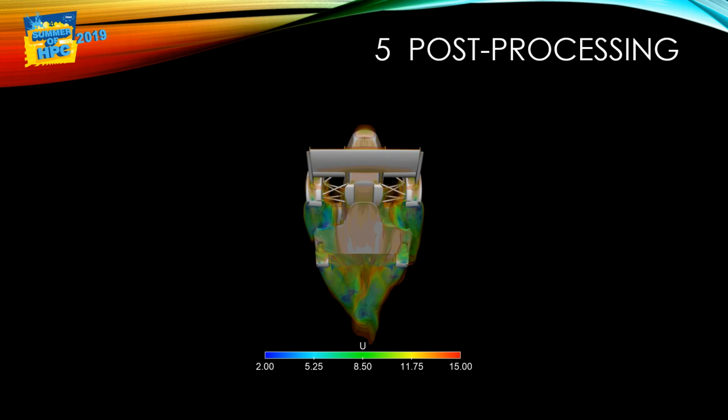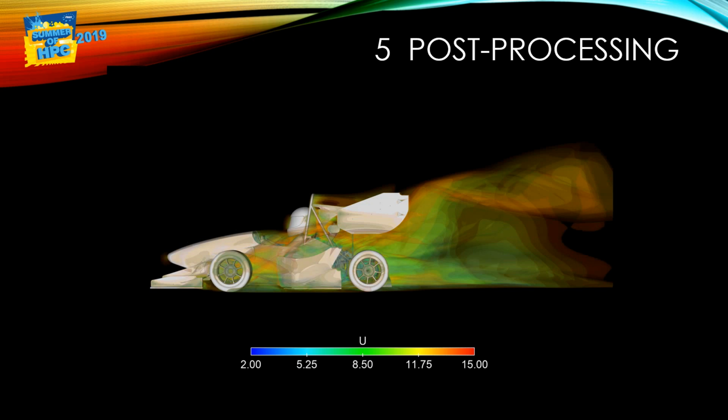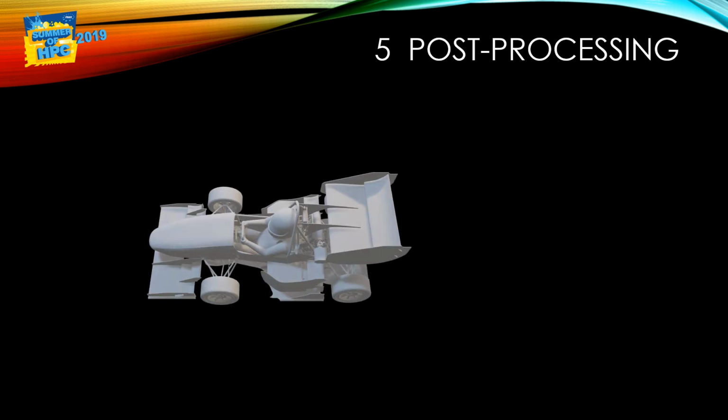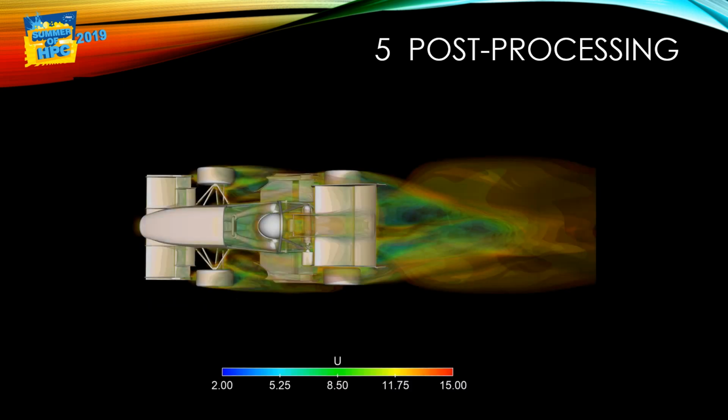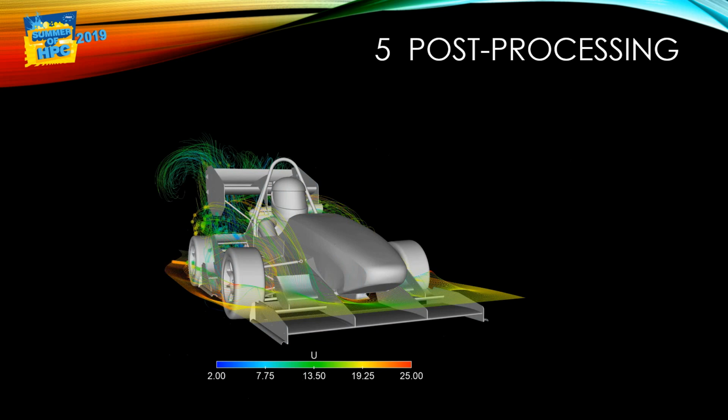Here the wake of the car can be seen from below it, the colors representing the value of the velocity. Now the wake is observed from a lateral view, where it can be checked how the rear wing diverts the flow. And this is a top view of it. And to finish with, streamlines starting at the front wing and showing the evolution of the flow over the car are shown in this last animation.